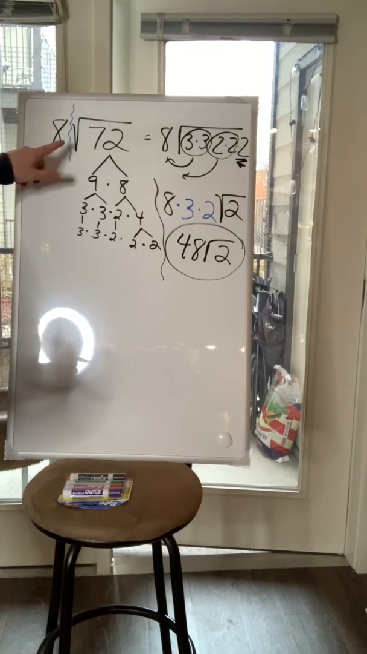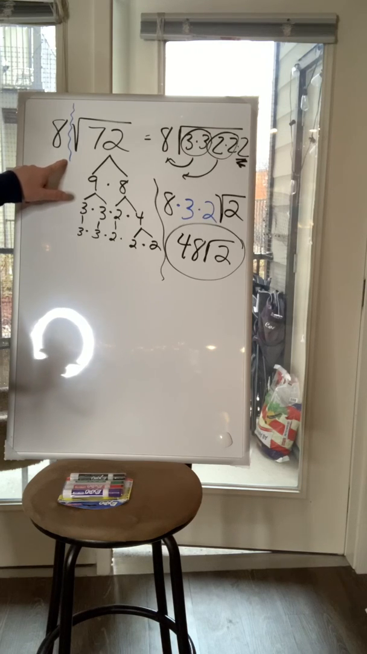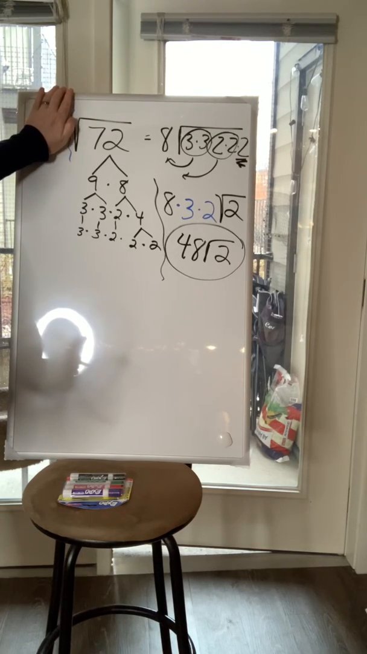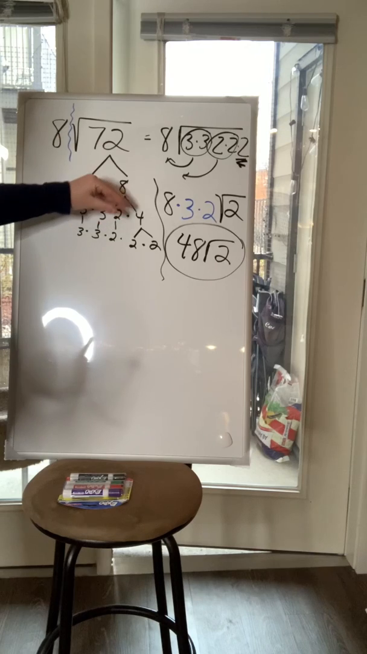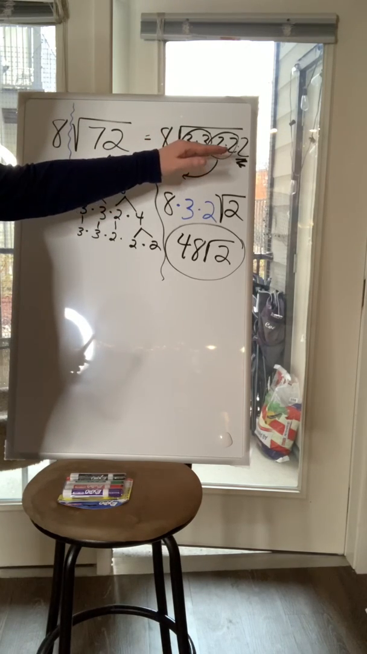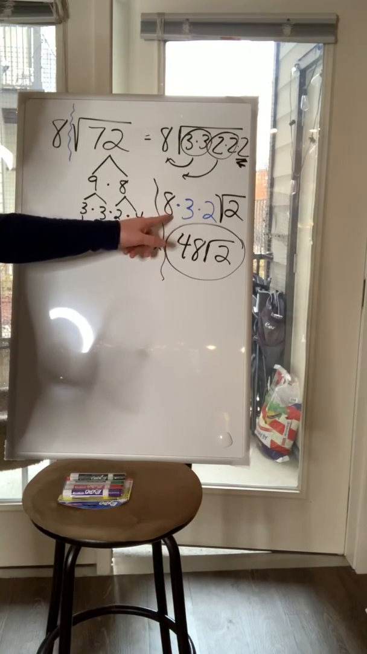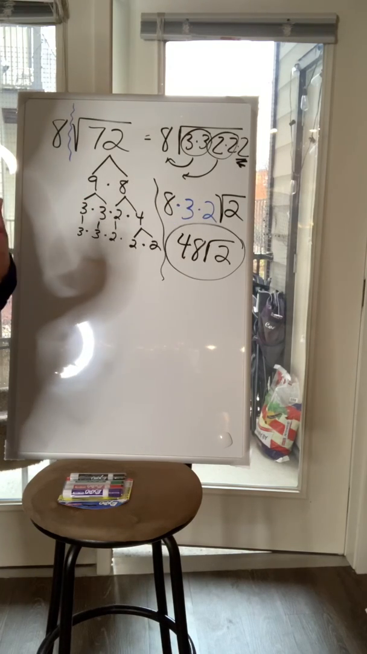Okay? So when you have a number on the outside of the square root, you pretty much ignore it till the end of the problem. Break down the square root the exact same way you did in the previous problems, and then at the very end, you just multiply that 8 by the numbers that came out.